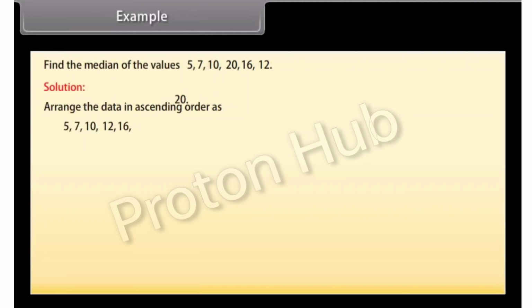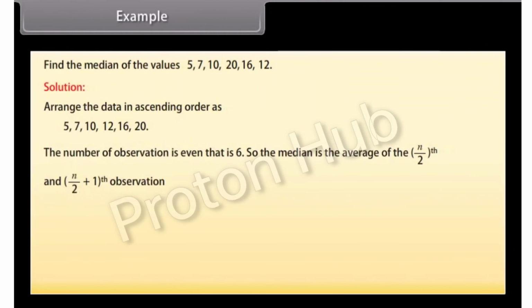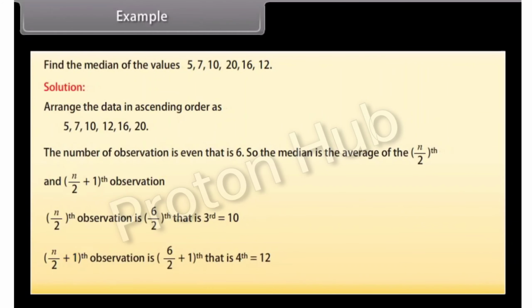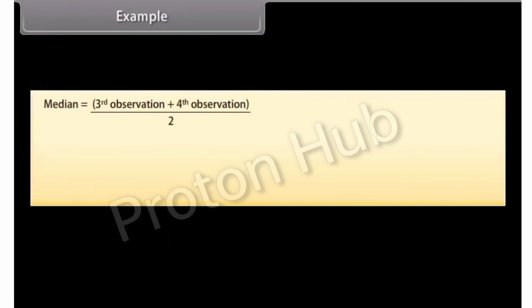So, the median is the average of the n by 2th and n by 2 plus 1th observation. N by 2th observation is 6 by 2th, that is, third, equals 10. N by 2 plus 1th observation is 6 by 2 plus 1th, that is, fourth, equals 12. Median is equal to (third observation plus fourth observation) by 2, which equals (10 plus 12) by 2 equals 11.